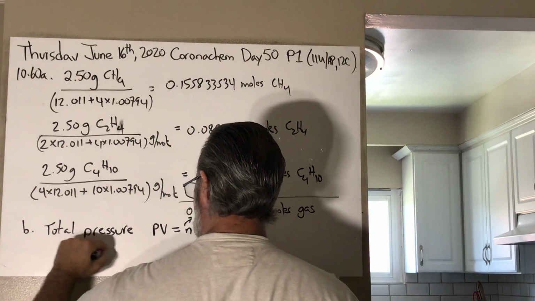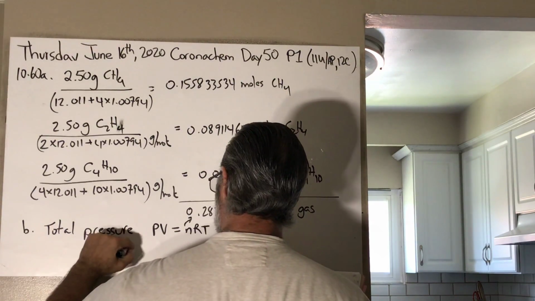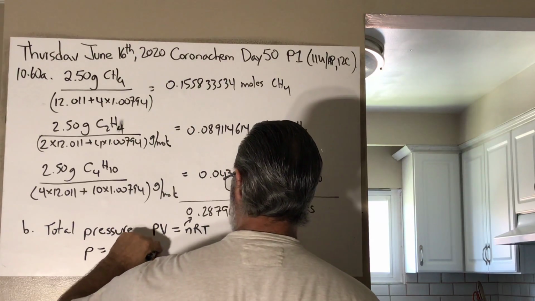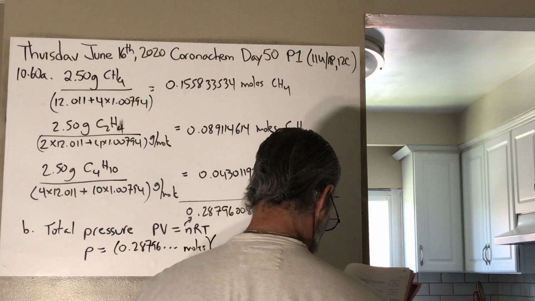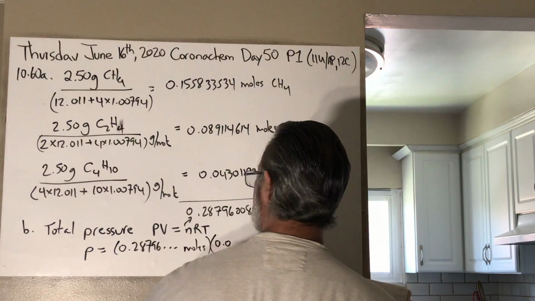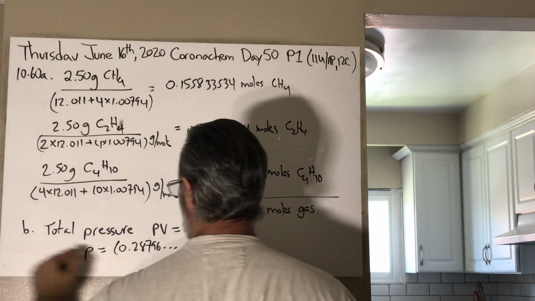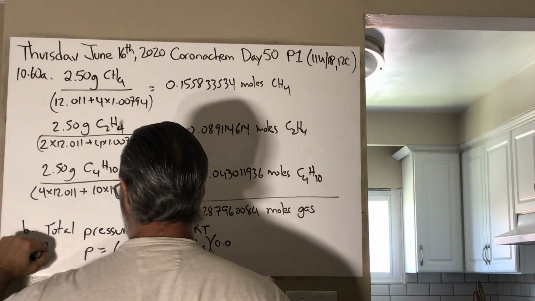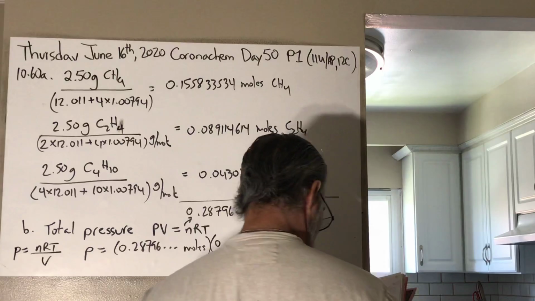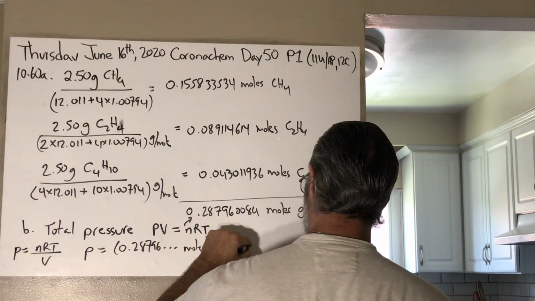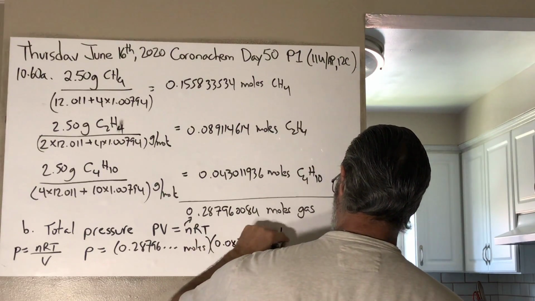So P equals 0.28796, etc. moles times the gas constant. This equation simplifies to nRT over V, right? Divide by V on both sides. So you get 0.082057 liter atmospheres per Kelvin mole.